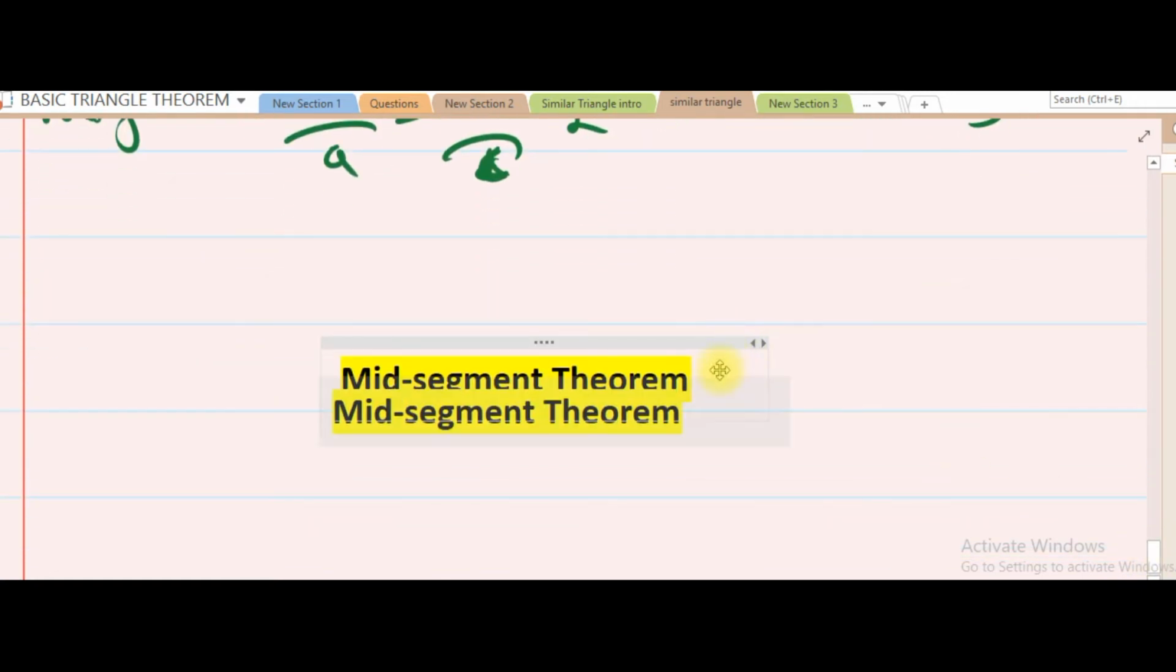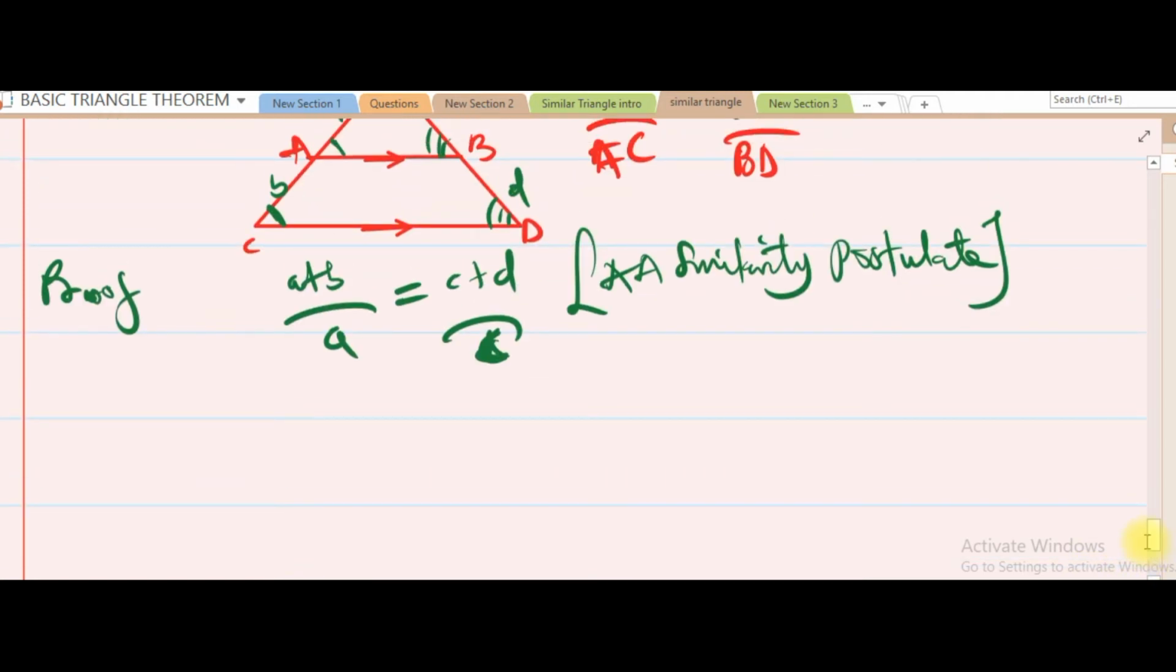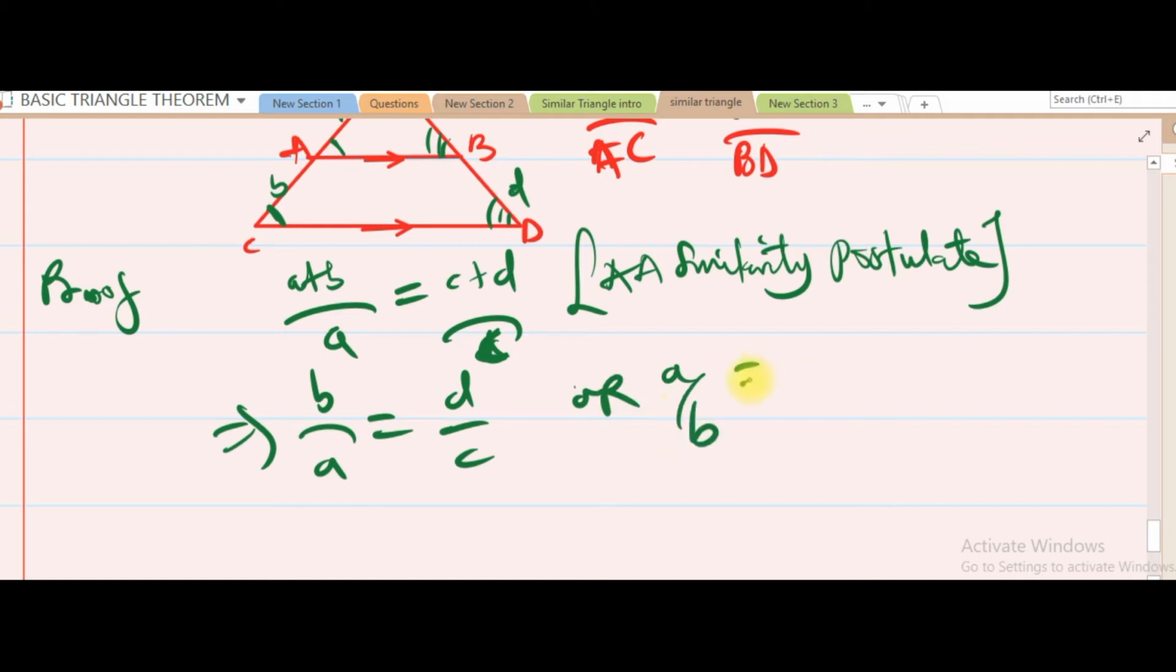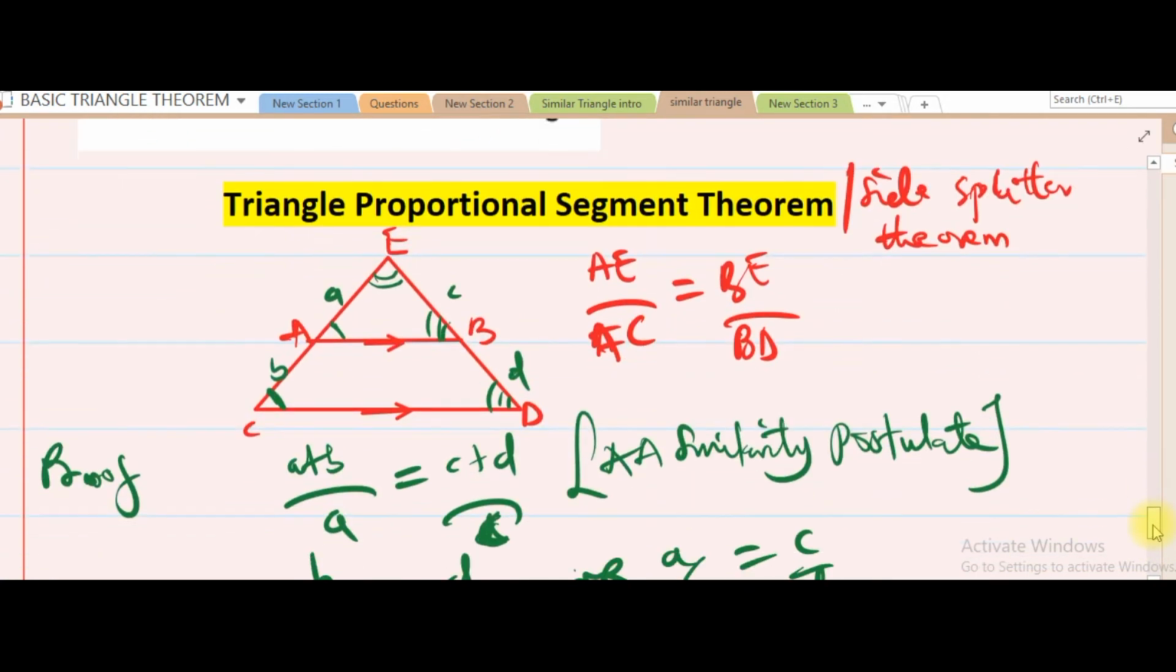The next step is to simplify. So this is AA, so we have B over A equal to D over C, which is correct. So B over A, or A over B, must be C over D. So proved. That's what the theorem is. Very, very simple. We've used the similar triangle theorem to prove that.